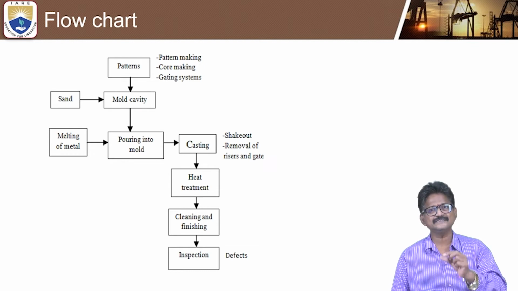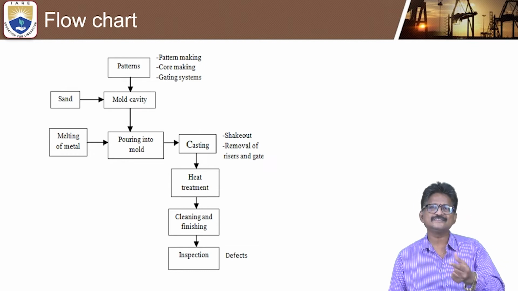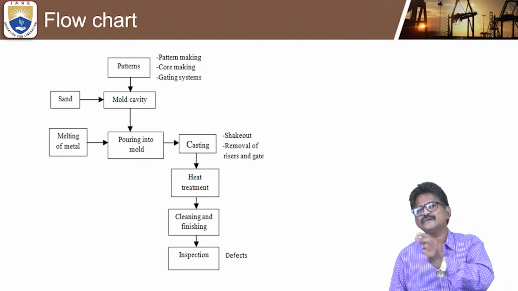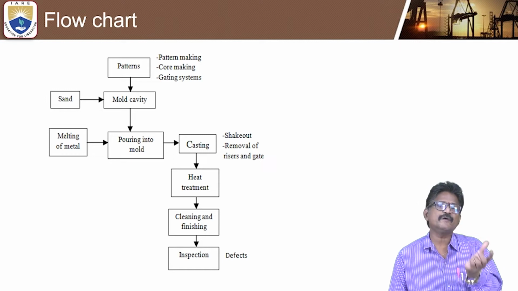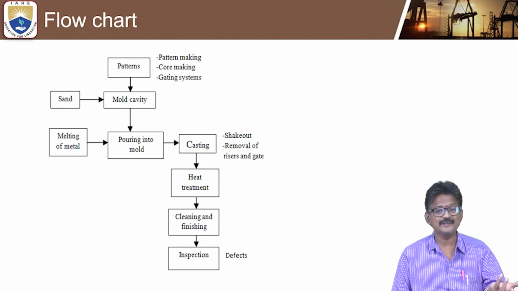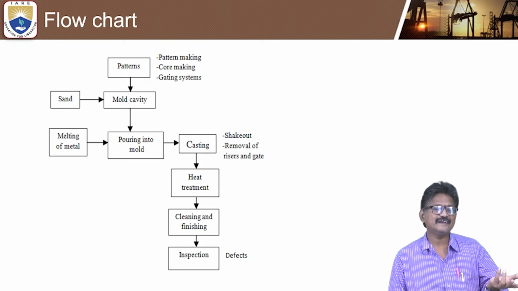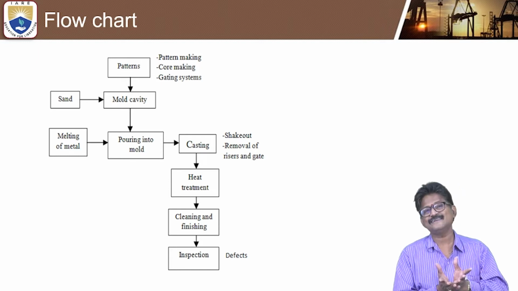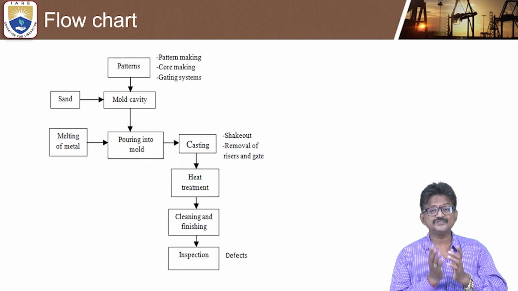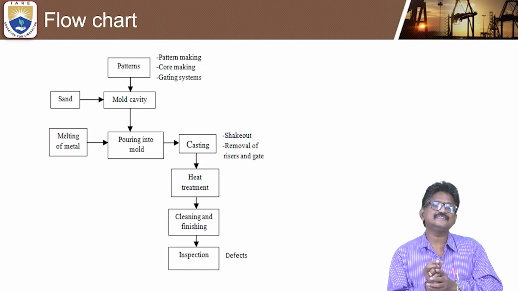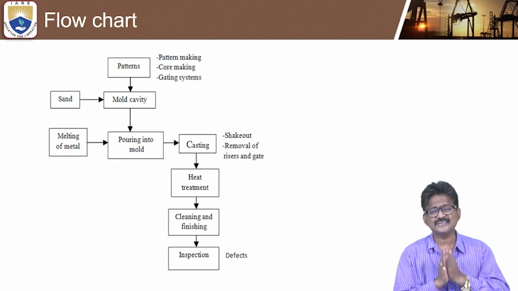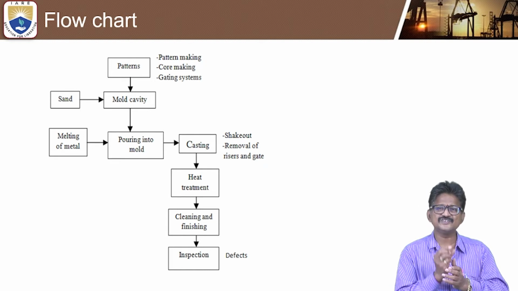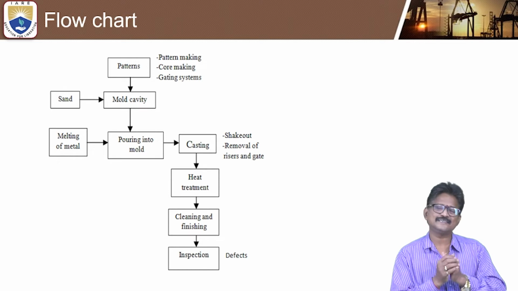Pattern can be defined as the replica of the original casting, where you have to use the application and decide what type of pattern to be used. It may be a single piece pattern, two piece pattern, split pattern, gated pattern, or sweep pattern. So based on the application, you should be able to identify the type of pattern to be used. That is why in the complete manufacturing process, the first unit is the metal casting process.